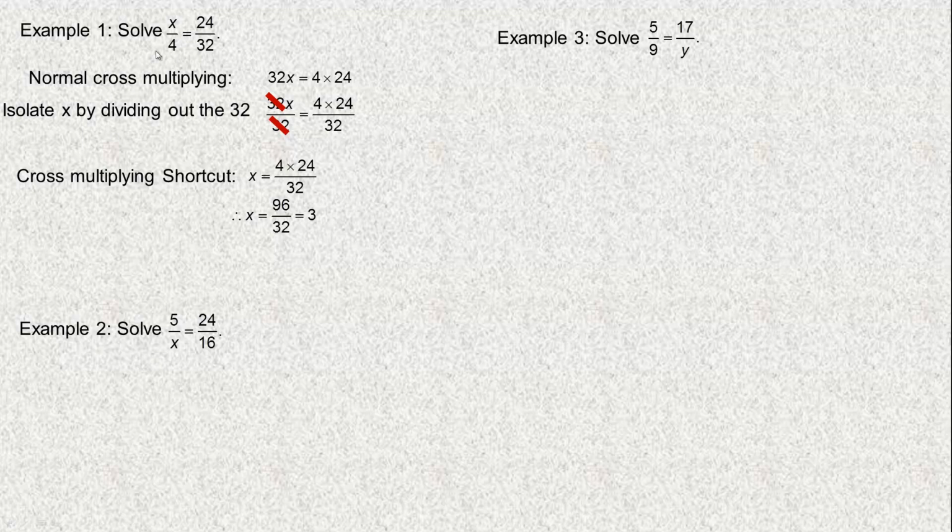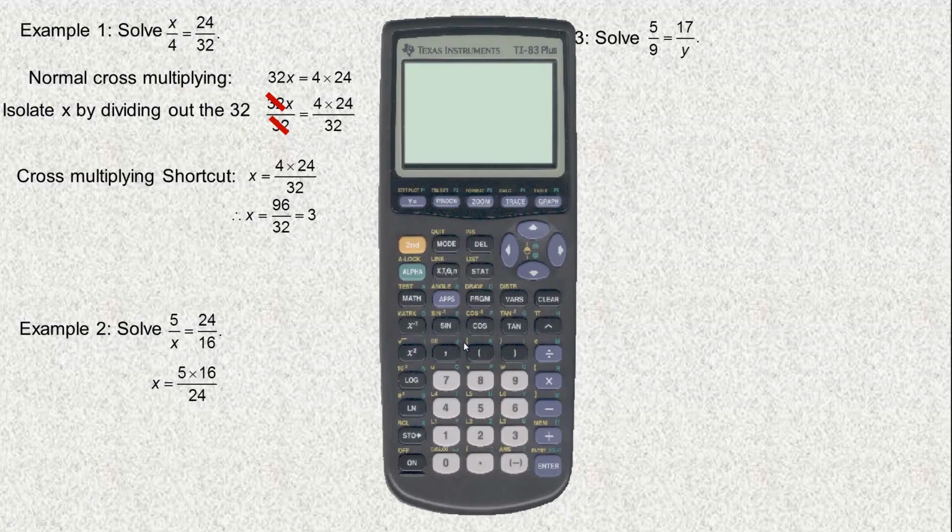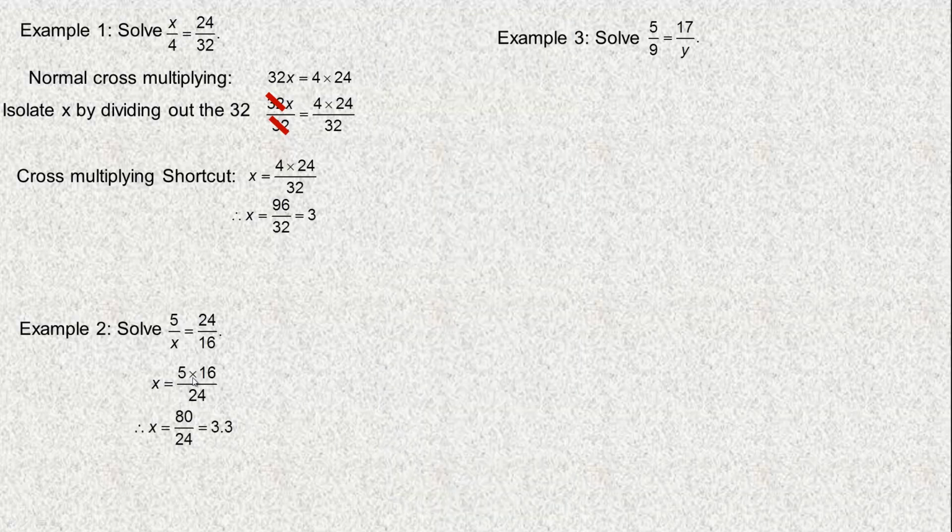It doesn't matter, the x doesn't have to be in that top left spot. In the second example, I put it in the denominator under this 5. So my cross-multiplying shortcut would look like this. x equals the product of 5 and 16 divided by 24, because 24 is across from the x. And of course we could just take our calculator and go 5 times 16 divided by 24 and get x is about 3.3. If you want to show the work, 5 times 16 is 80, and 80 divided by 24 is 3.3. That's fine.